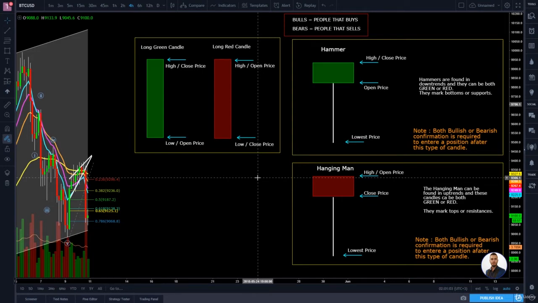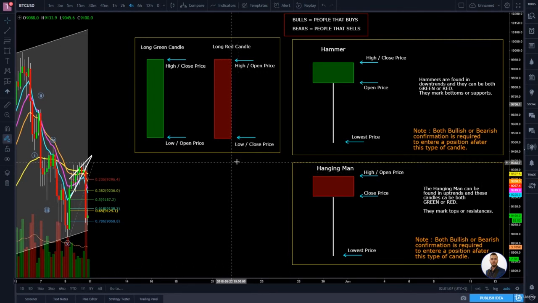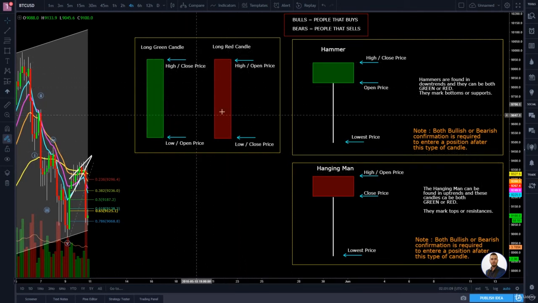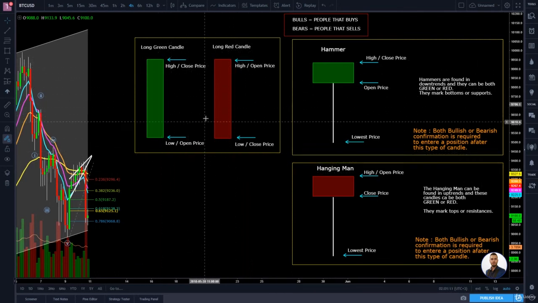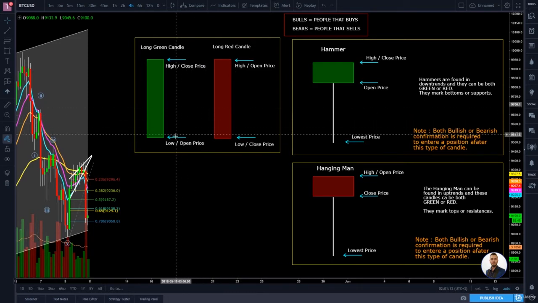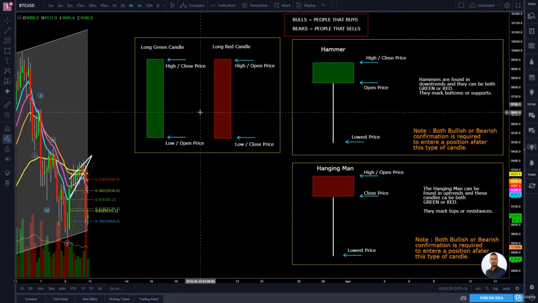The first type of candles that I would like to take you through are these long bullish and bearish candles over here. Long green candles show strong buying pressure. The longer the green candle is, the further the close is above the open price. That indicates that the price advanced significantly from the open to close and buyers were very aggressive. After extended declines, long green candles can mark a potential reversal or support level.